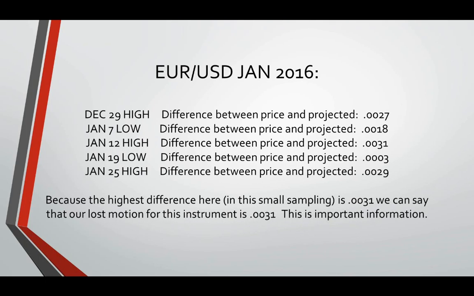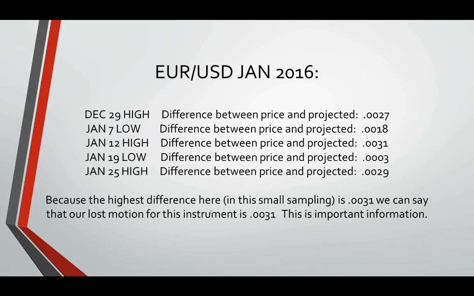Now, all I'm doing on here is taking the difference between the projected price and the actual pivot where price stopped. December 29 high, we have a difference of 0.0027. January 7 low, a difference of 0.0018. January 12 high, a difference of 0.0031. That is the furthest out. January 19 low, a difference of 0.0003. January 25 high, a difference of 0.0029.